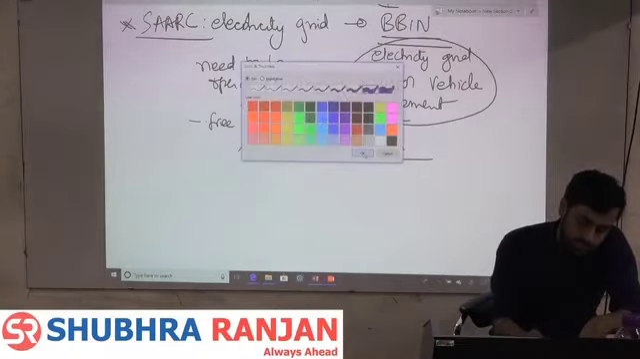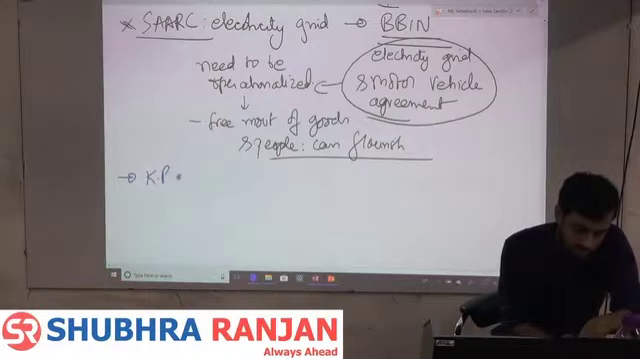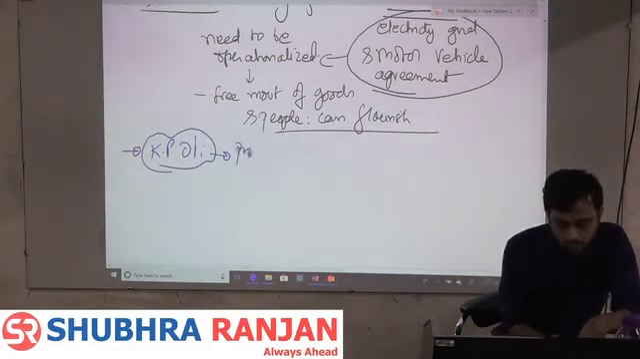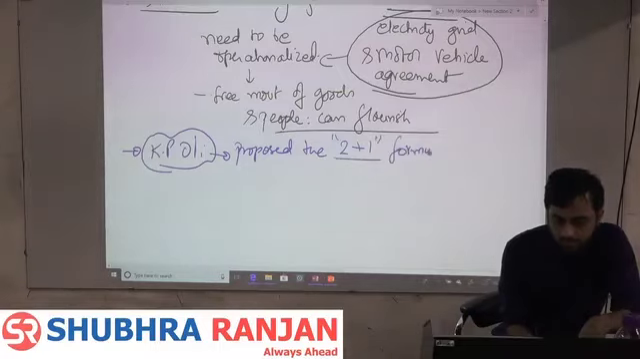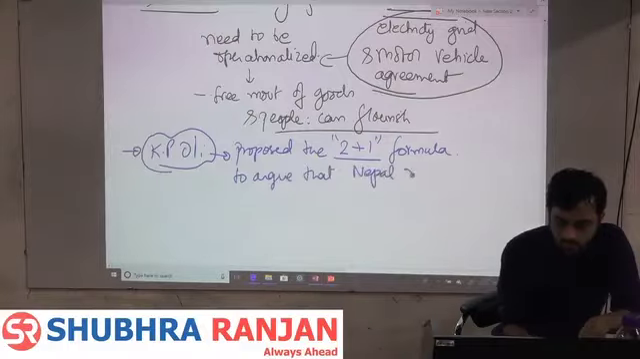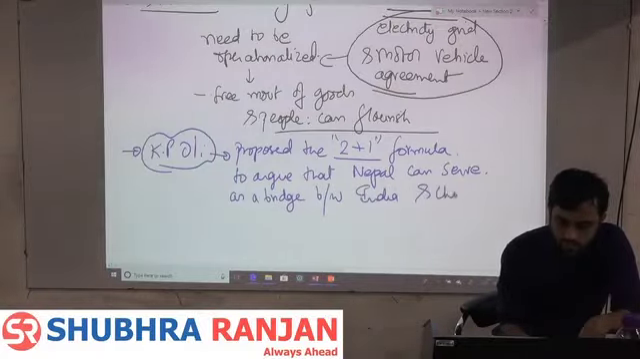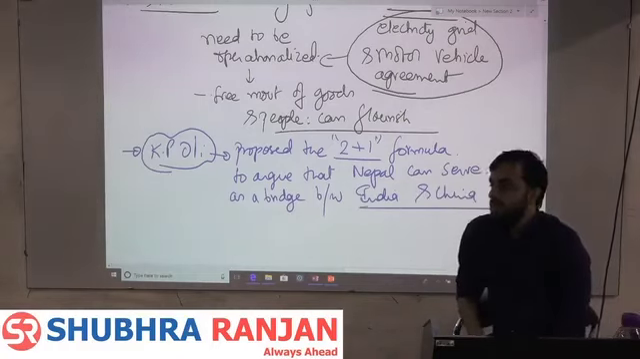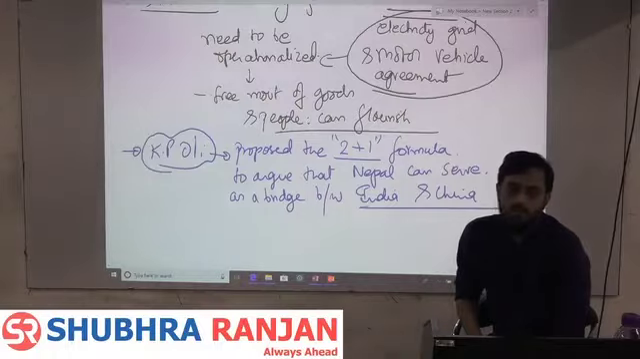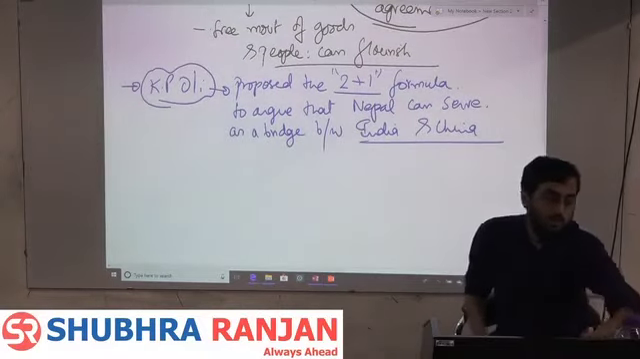the last major point is about what? KP Oli proposed the 2+1 formula to argue that Nepal can serve as a bridge between India and China.